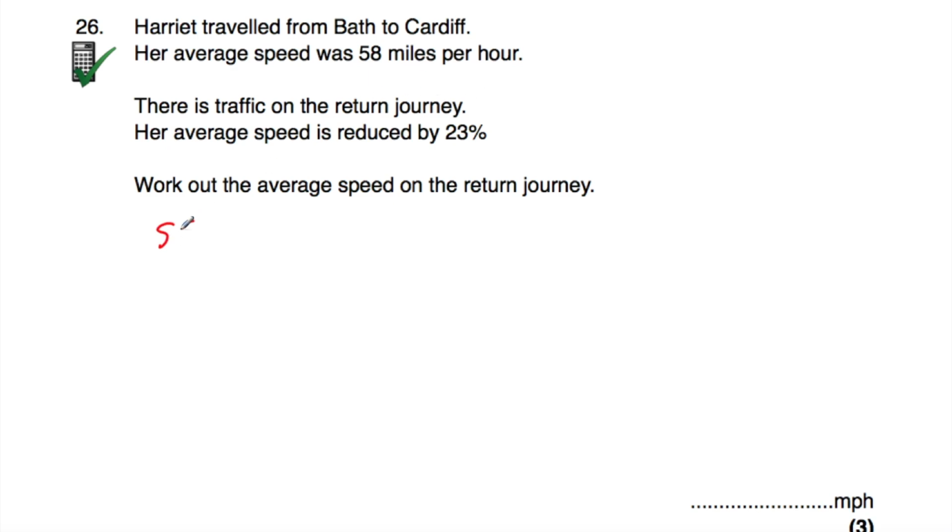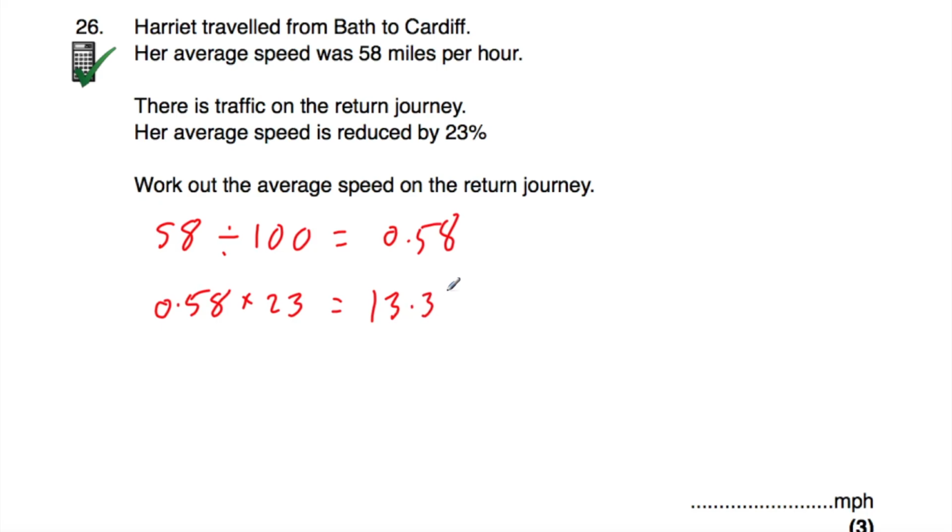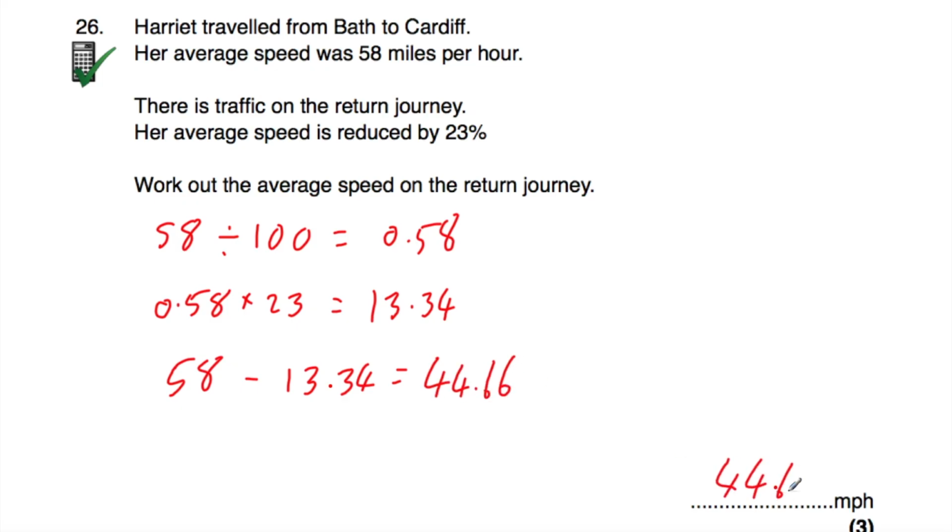So let's find out what 23% is and then take it away. If we take the 58 and divide that by 100, that would find 1%, which is 0.58. Then if we take the 0.58 and multiply that by 23, that'll be 23%. So 0.58 multiplied by 23 is equal to 13.34 miles per hour. So that's how much it's reduced by. So 58 subtract 13.34 is equal to 44.66 miles per hour. And that's Harriet's average speed on the journey home.